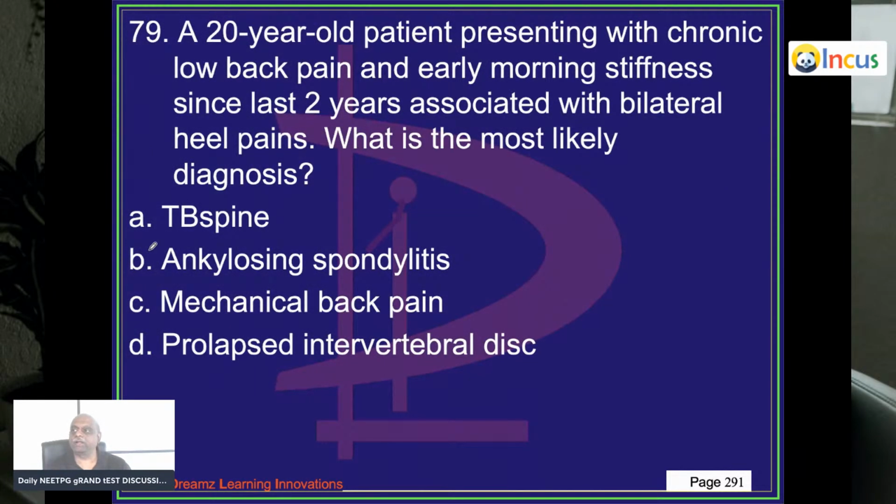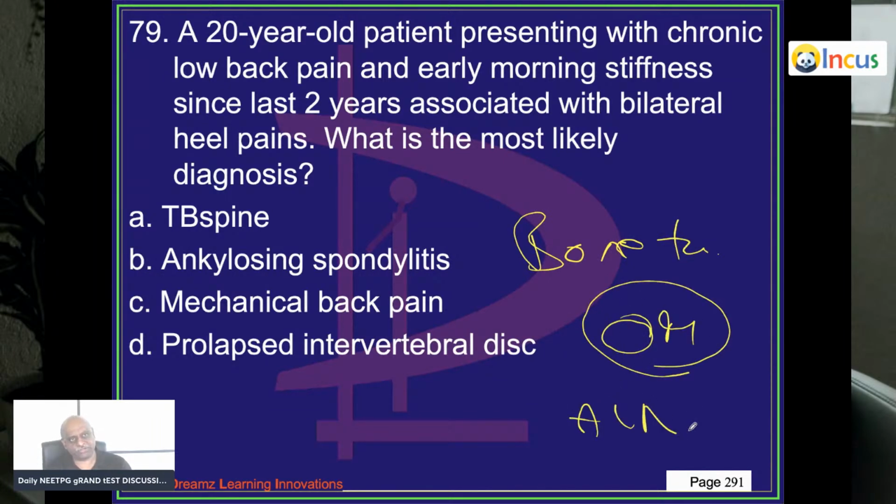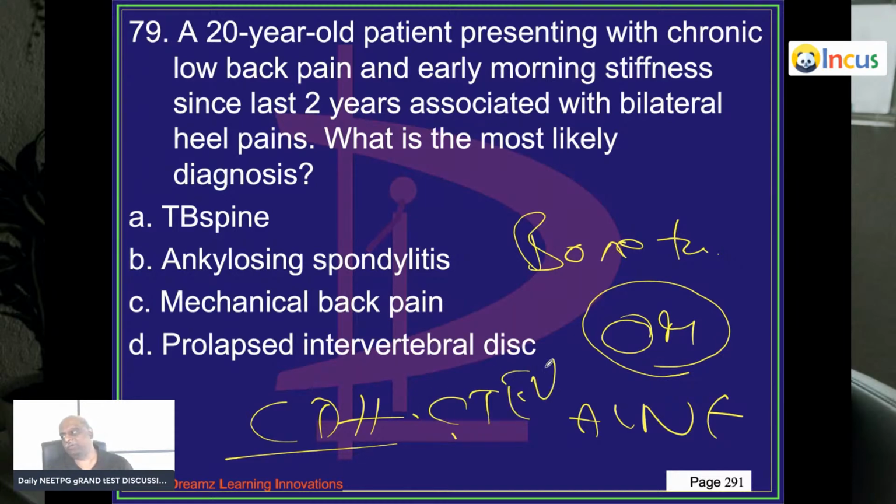Then, once more, one question on bone tumor, compulsory. Osteomyelitis, avascular necrosis of femur, a question. Congenital dislocation of hip, one. Congenital talipes equinovarus, one. You can count on your fingers.